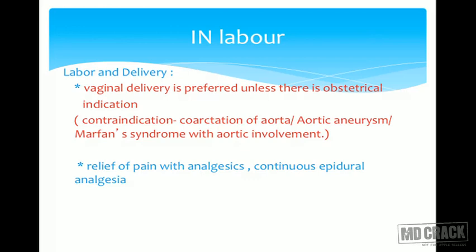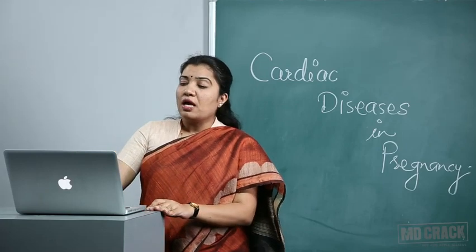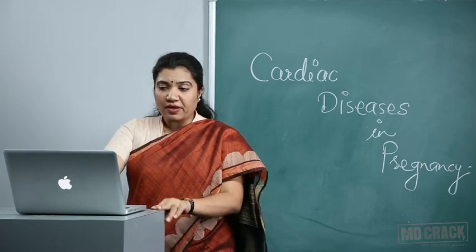So for labor and delivery, vaginal delivery is preferable always, even in cardiac disease. The only contraindications are coarctation of aorta, aortic aneurysm and Marfan syndrome with aortic involvement. These are the contraindications for vaginal delivery. To reduce the tachycardia, we can always have relief of pain with analgesics, or we can have continuous epidural analgesia, but that also depends on the lesion and the facilities and the expertise available.